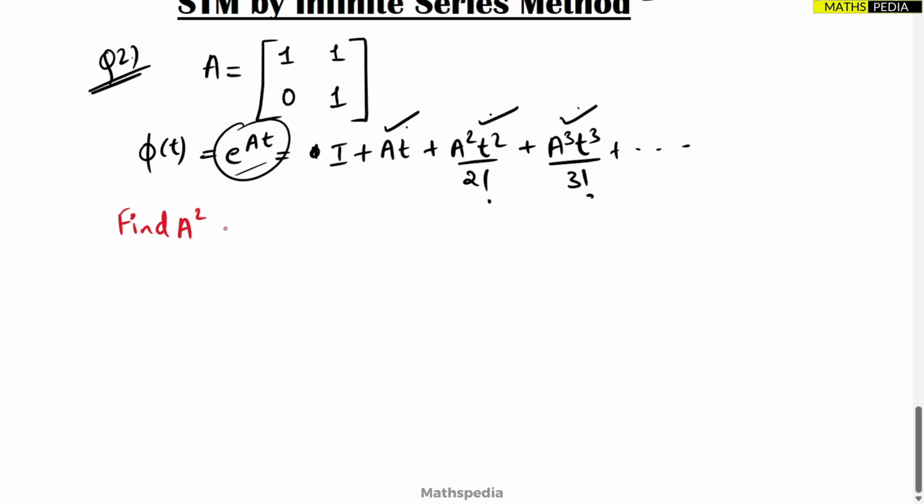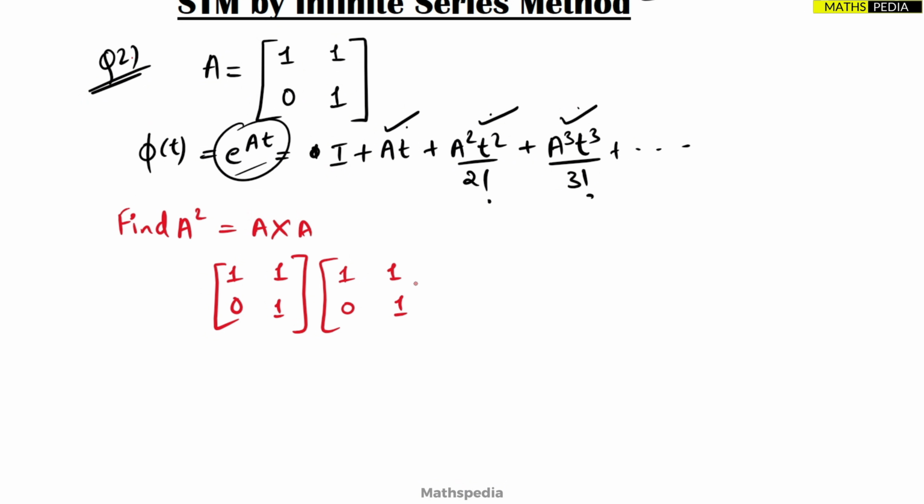We already have A, so A square is the multiplication of A and A. Take the matrix 1 1 0 1, multiply with 1 1 0 1. I hope you know how to multiply 2 cross 2 matrices. Both are 2 cross 2. So first row, first column, first row, second column, just multiply and add. You'll be getting the answer as 1 2 0 1. Done.